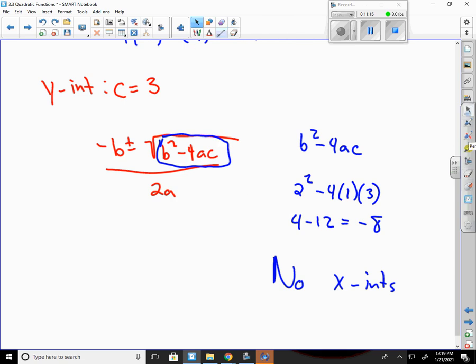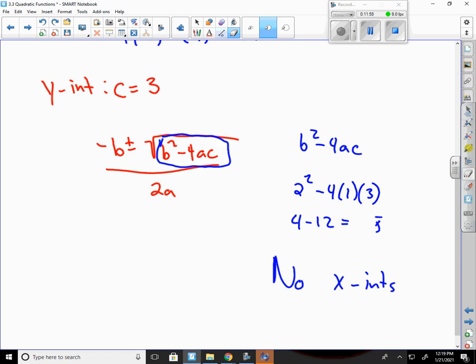Then we could finish solving it out. Take the square root, plug it into the rest of the formula, and solve it. Right, because if this would have ended up being positive 8, now I just know what's under the root, and it would be negative 2 plus or minus the square root of 8 over 2. So you would just solve that out. In this case, though, we ended up with no x-intercepts.